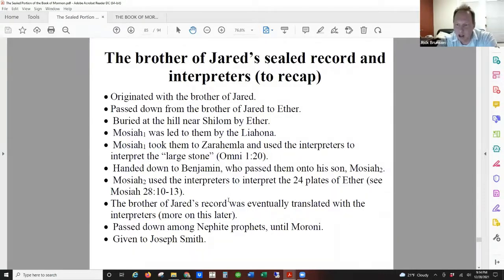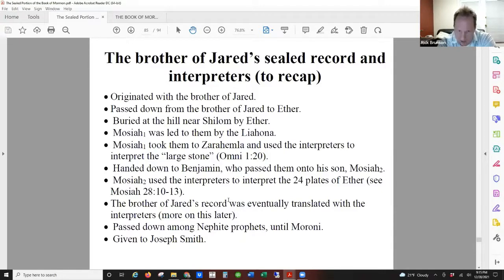So to recap, the brother of Jared's sealed record and interpreters originated with the brother of Jared. They were passed down from the brother of Jared to Ether. They were buried at the hill near Shiloh by Ether. Mosiah the first was led to them by the Liahona. Mosiah the first took them to Zarahemla and used the interpreters to interpret the large stone. They were handed down to King Benjamin, who passed them on to his son Mosiah II, who used them to interpret the 24 plates of Ether. And the brother of Jared's record was eventually translated with the interpreters.